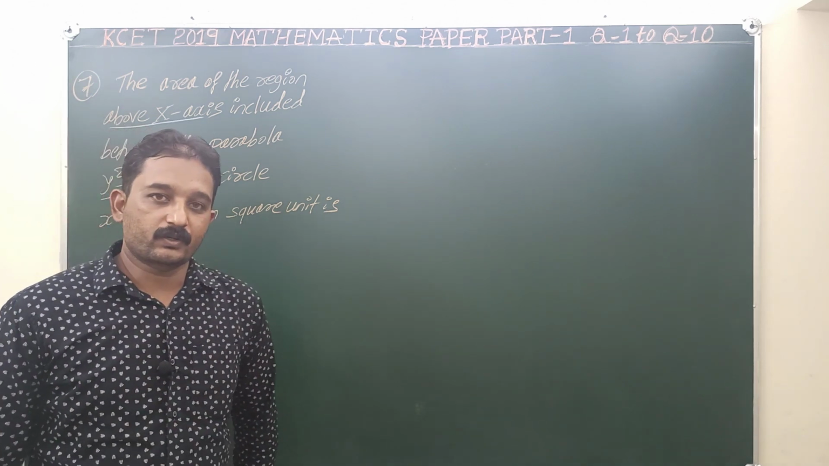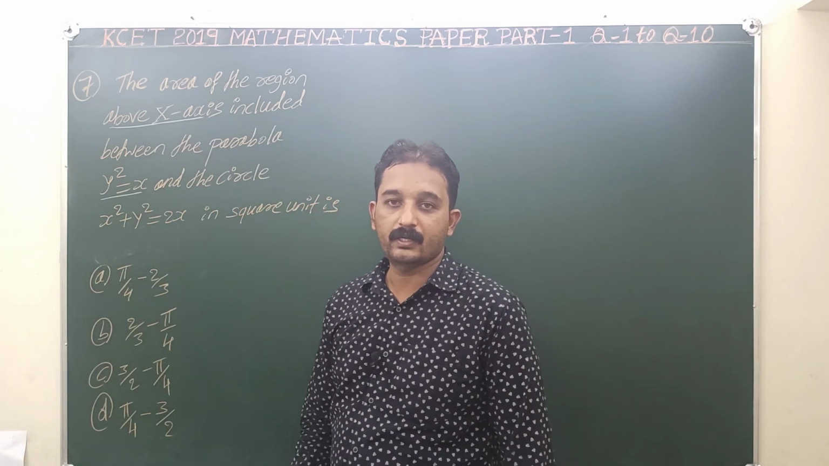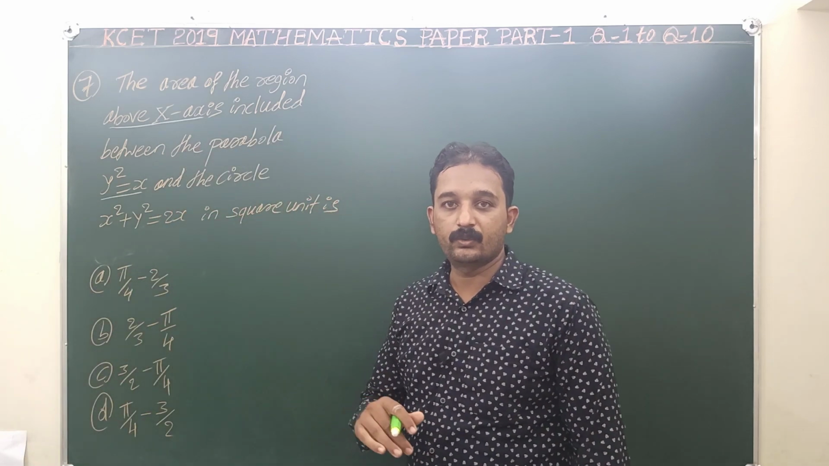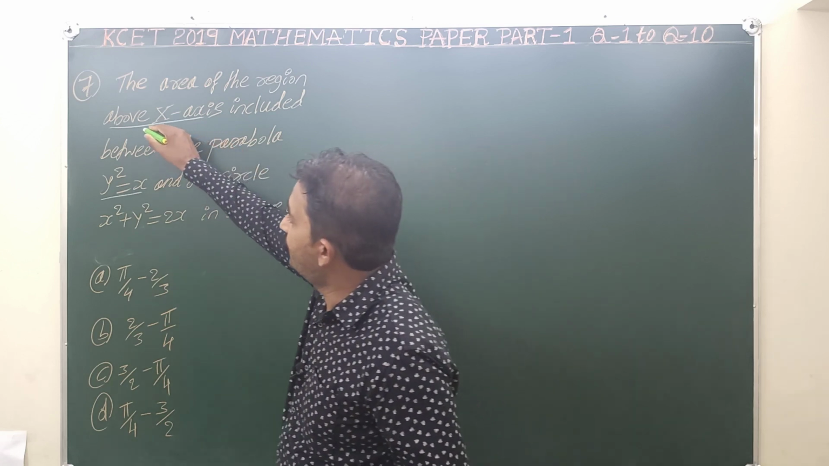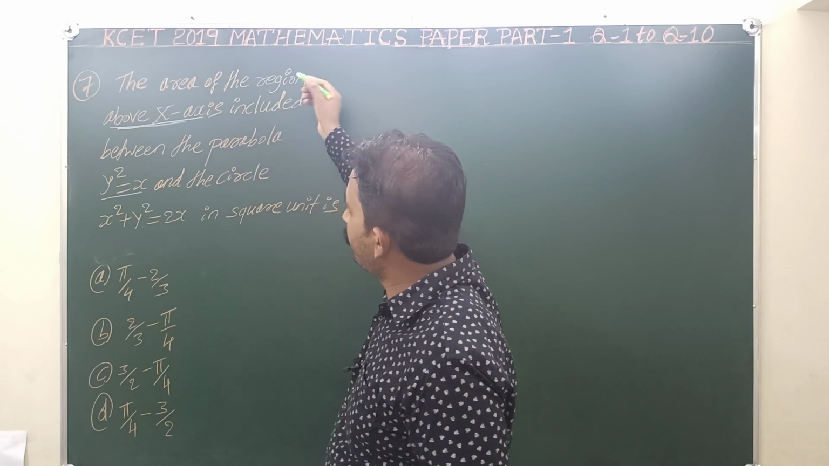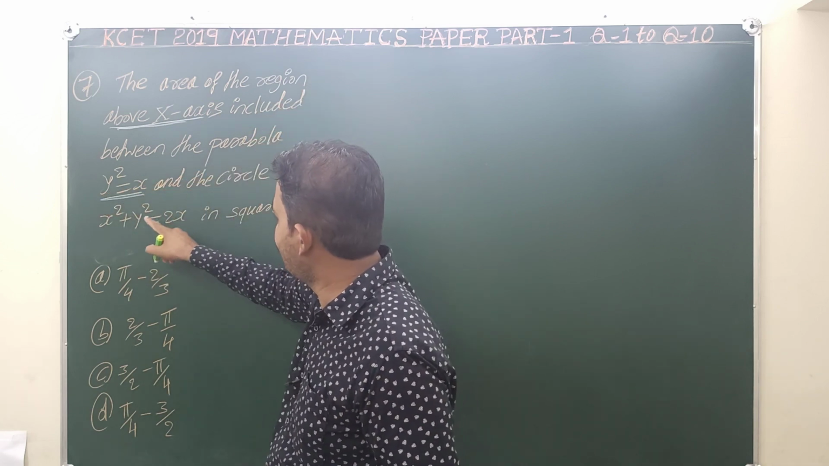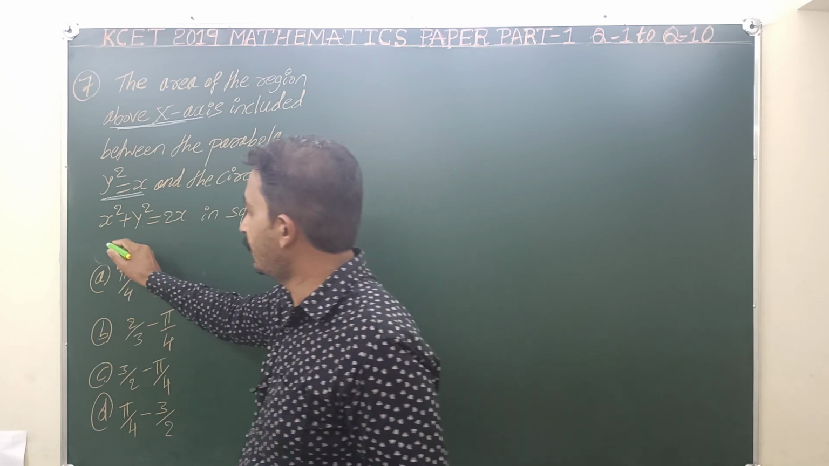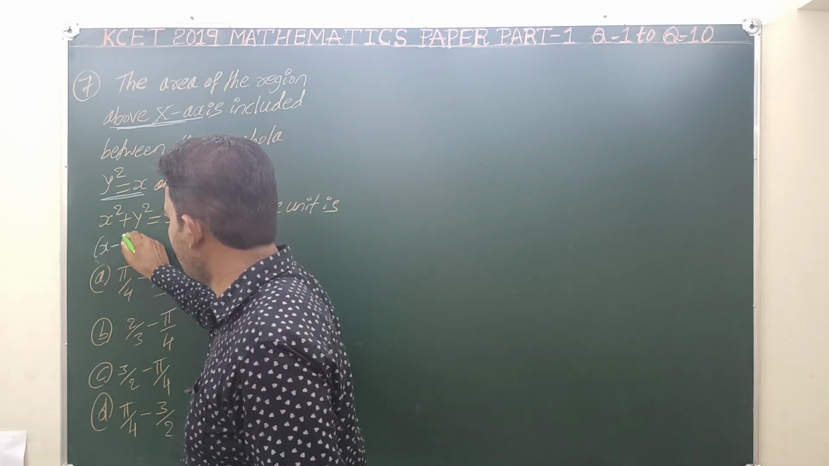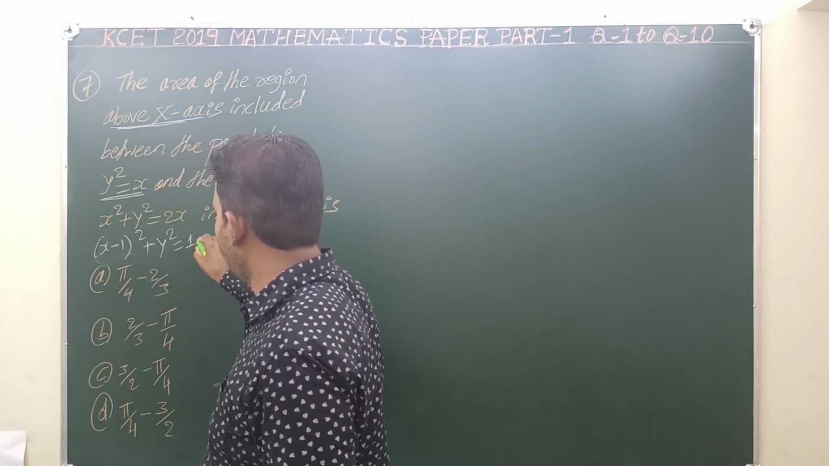Now let us move on to question number 7. This question is based on the chapter application of integrals, particularly area between two curves. Now let us see the question. The area of the region above the x-axis included between the parabola y squared equals x and the circle. The circle is not in standard form, so first convert it to standard form. It becomes (x minus 1) whole squared plus y squared equals 1.